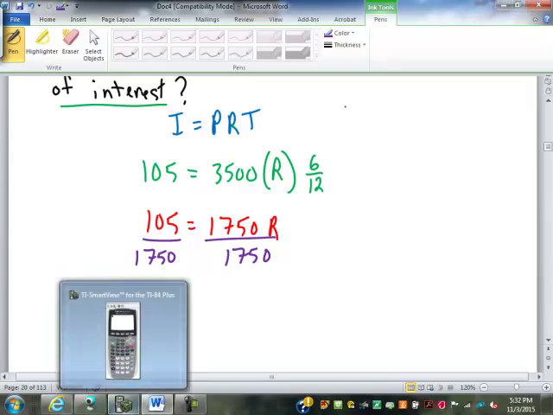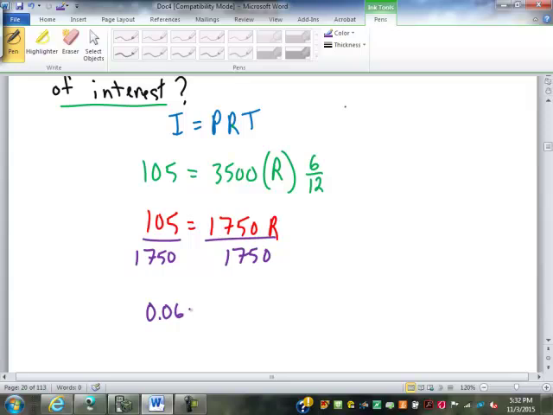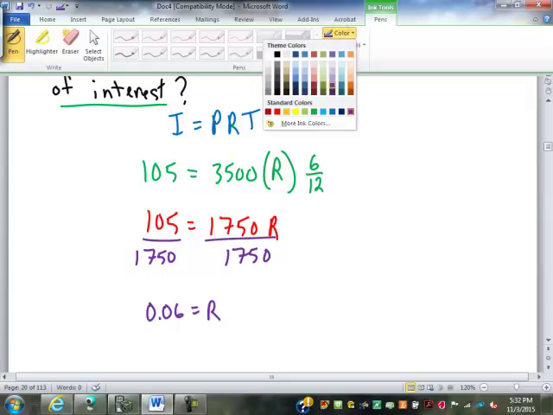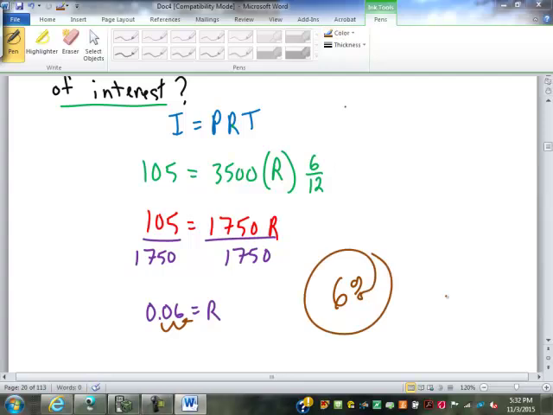So 105 divided by 1,750 is 0.06. So our rate is 0.06, which means the percent is, move the decimal over 2 spots, 6%. So they are earning 6% interest. Any questions on that?